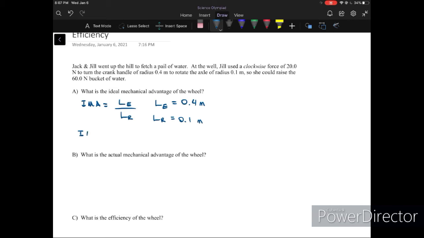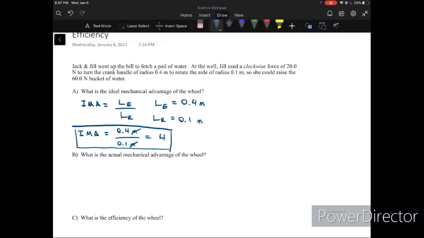If we plug that into our equation, we know the ideal mechanical advantage then is equal to 0.4 meters over 0.1 meters, which, doing some quick division, gives us an ideal mechanical advantage of 4. Okay, well that's great. That's very useful.